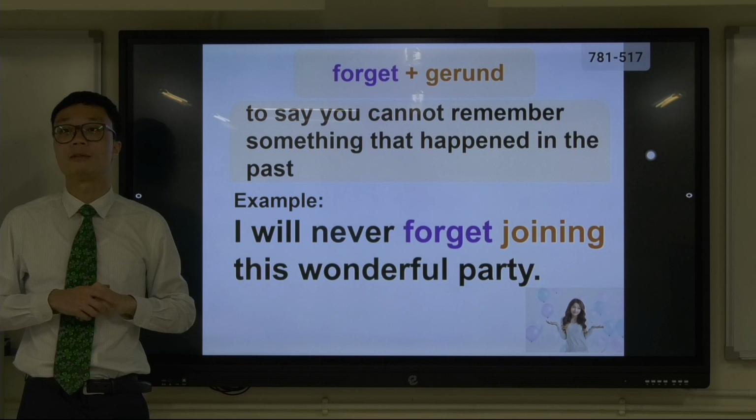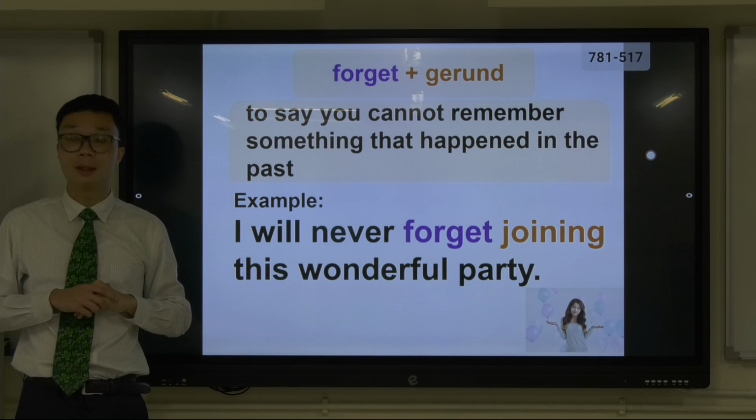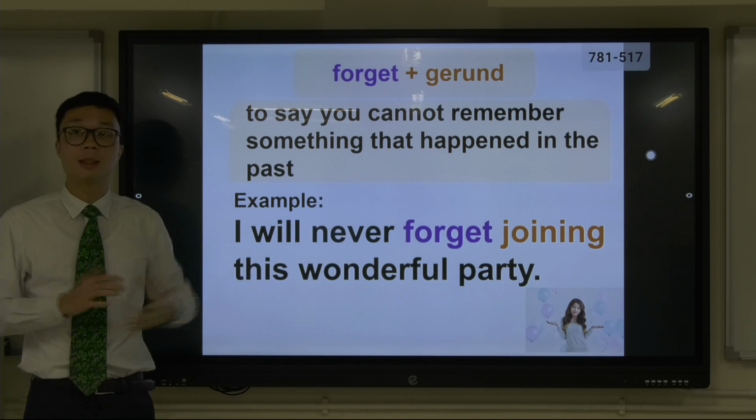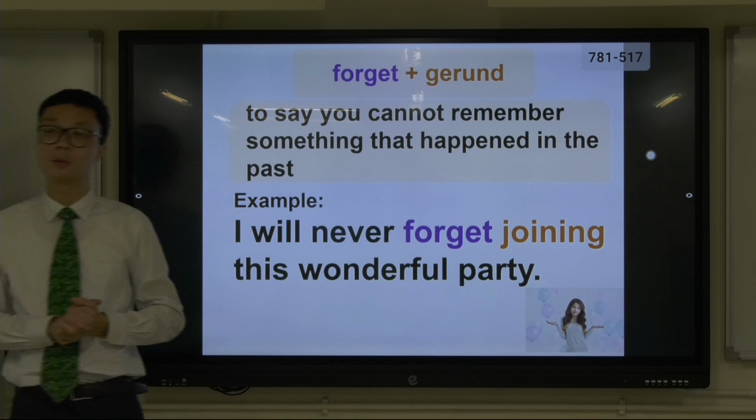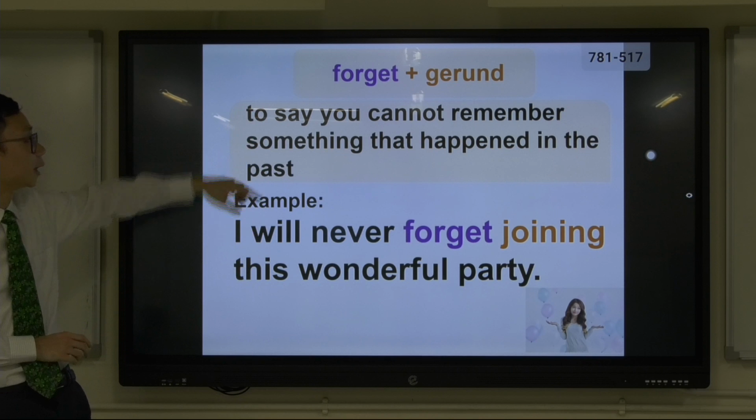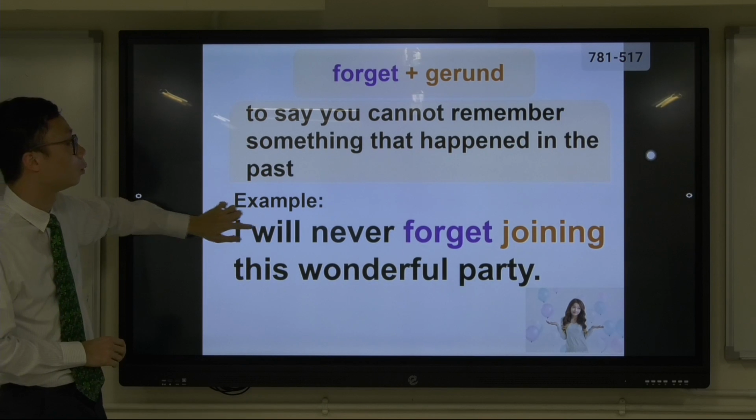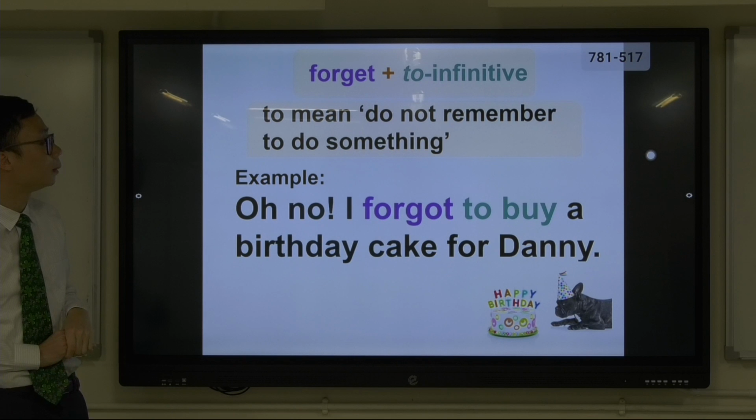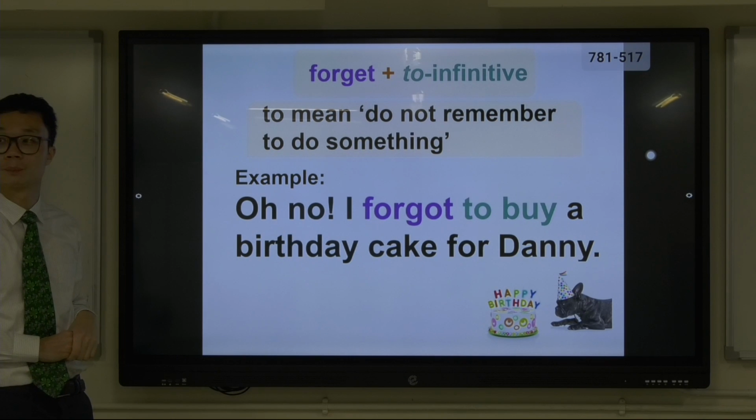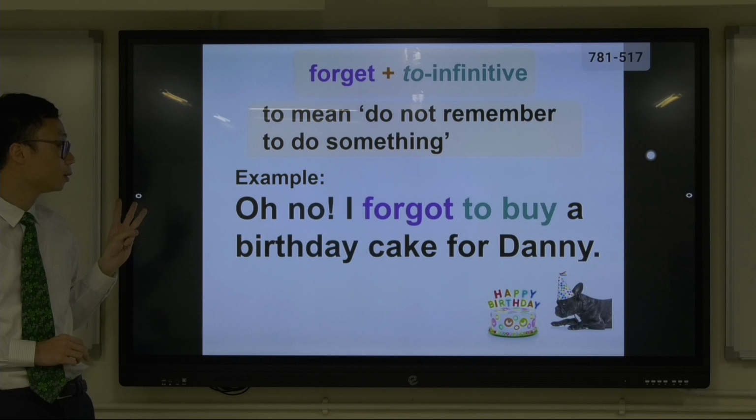Okay, question. If I ask you, do not forget, which one do you think it is? Is forget with the gerund about not remembering something in the past, or is it not remembering to do something? I'll give you 3 seconds.